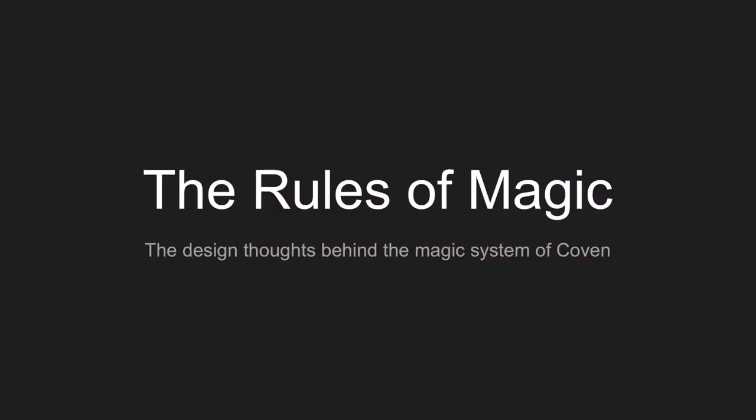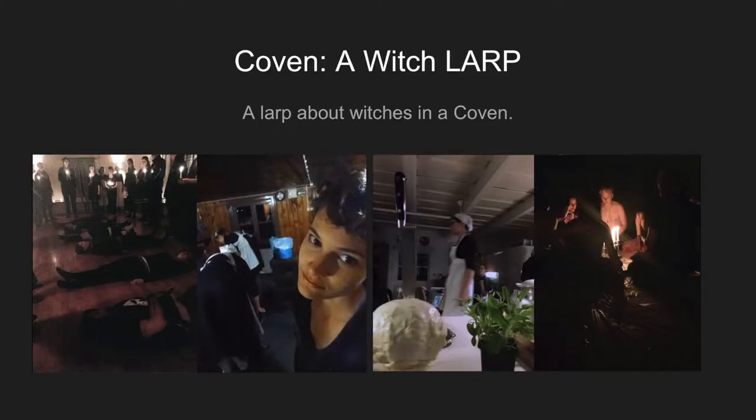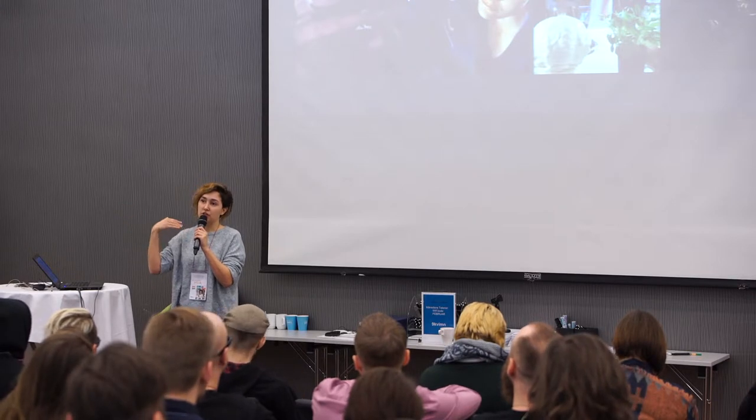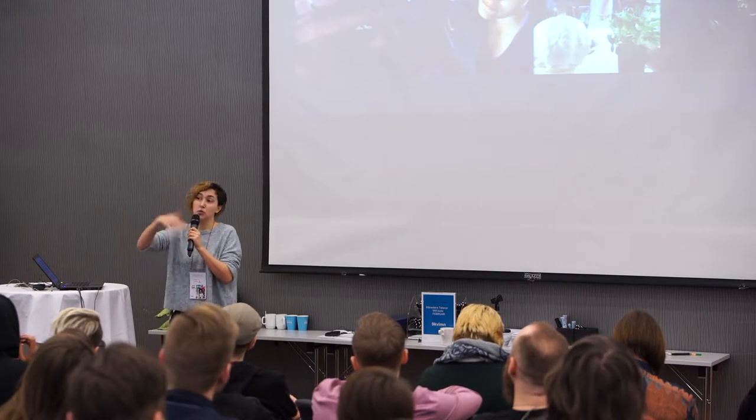The rules of magic. I'm going to talk about the meta design system that we created for the LARP Coven. Coven was a LARP about witches, so they had to have powers. The problem we had was that we didn't want powers that were just anything, or directly relevant only to the player, so the player could just say anything and the other player would do anything.